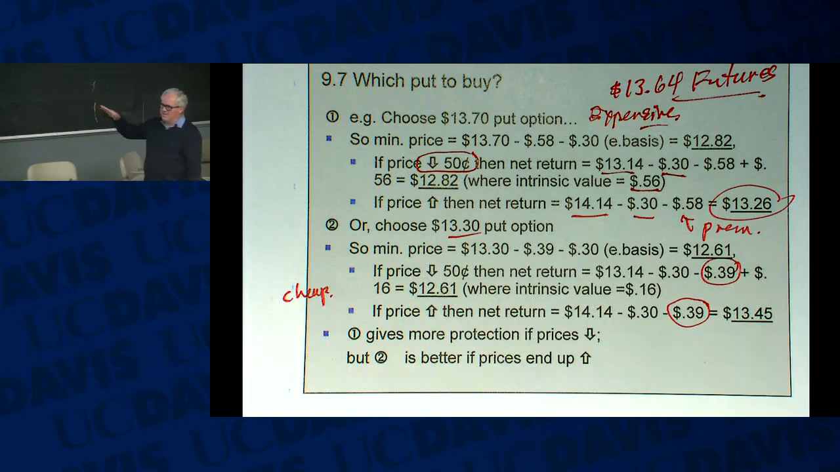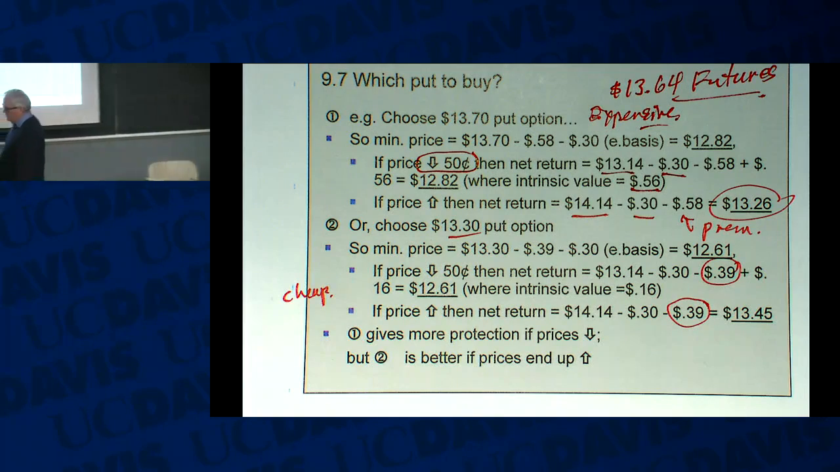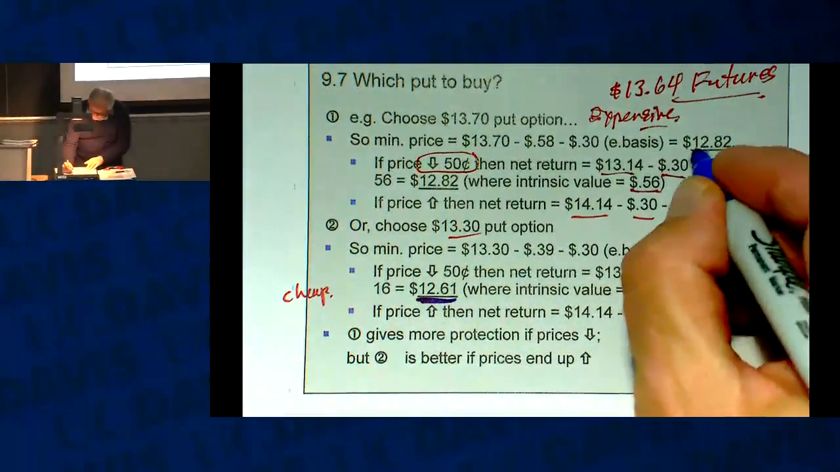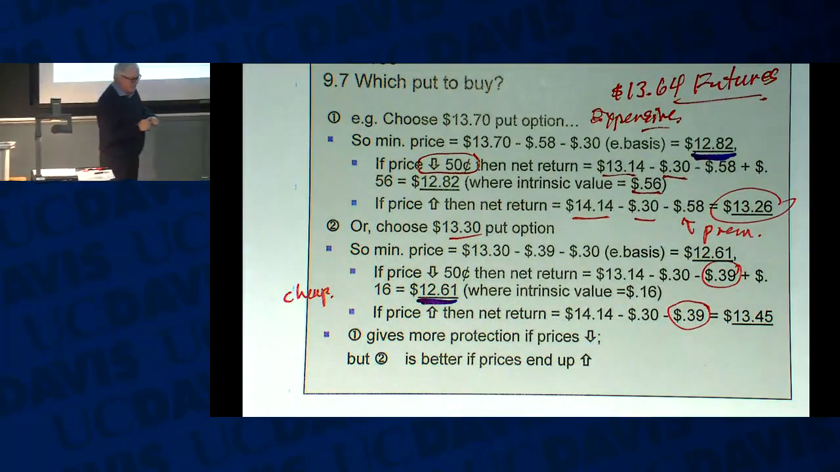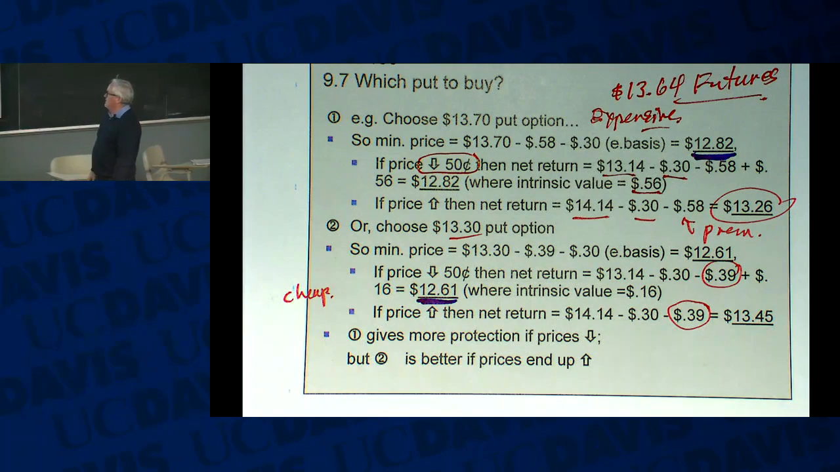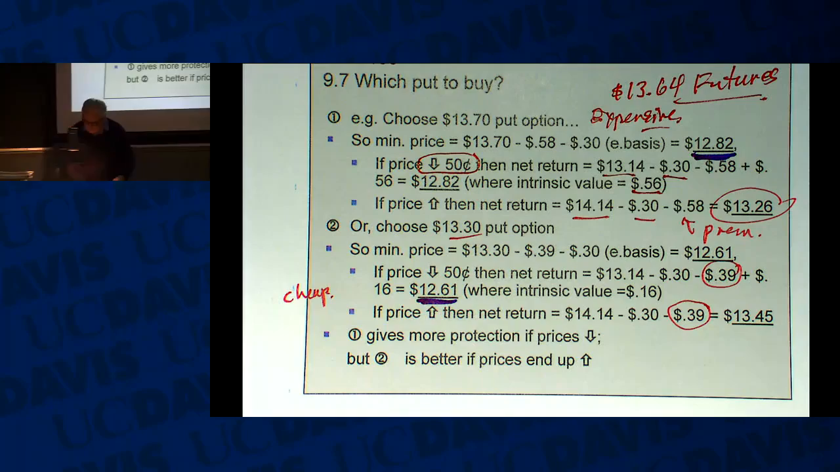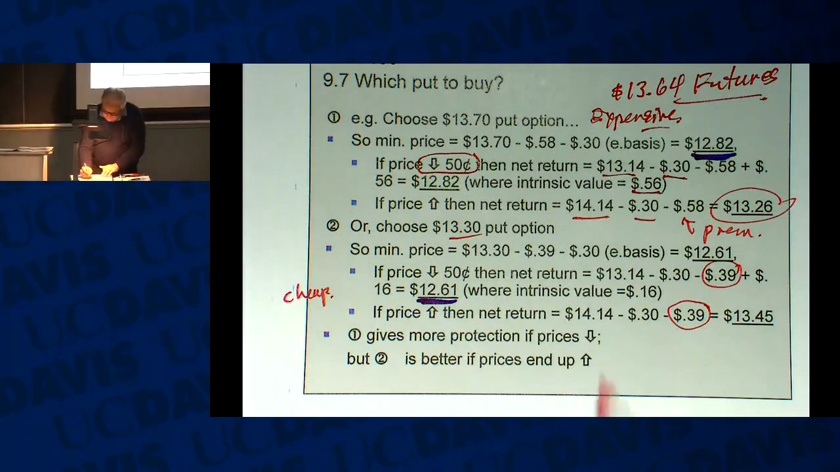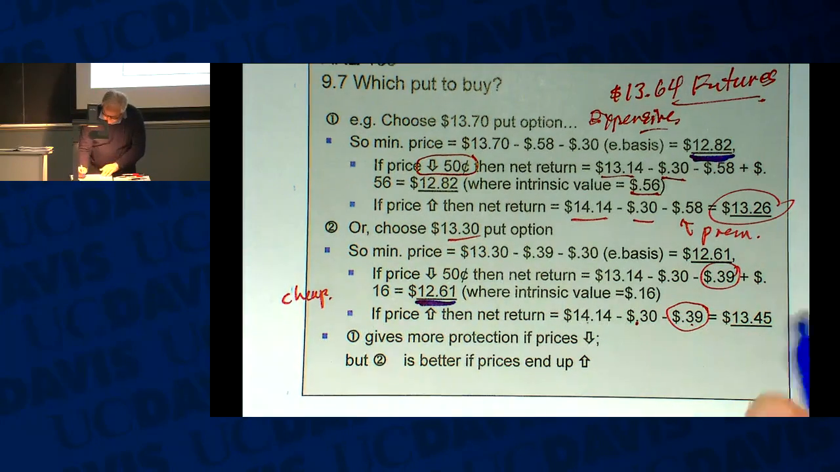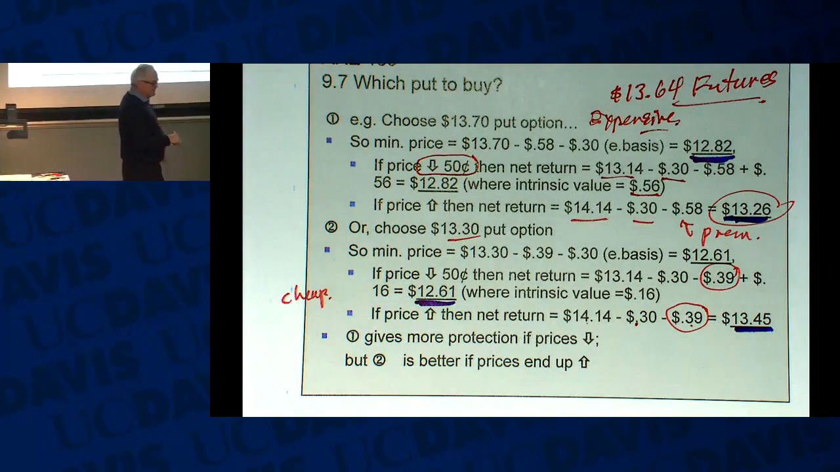So if prices fall, we're not getting as much protection, are we? We compare 12.82 to 12.61. And we're getting more protection up above. But we're paying for it. We get a higher premium. That's what we're trying to hedge against. Now, if prices rise, then we're going to probably end up throwing the option away. So if prices rise, then it's just the futures price minus the basis minus our premium. So we end up with 13.45 versus 13.26. So this is very interesting.